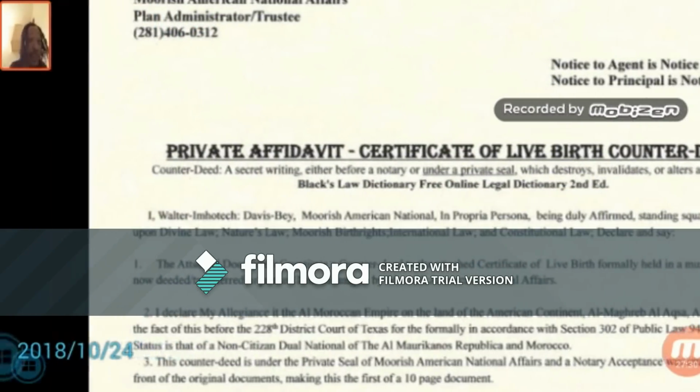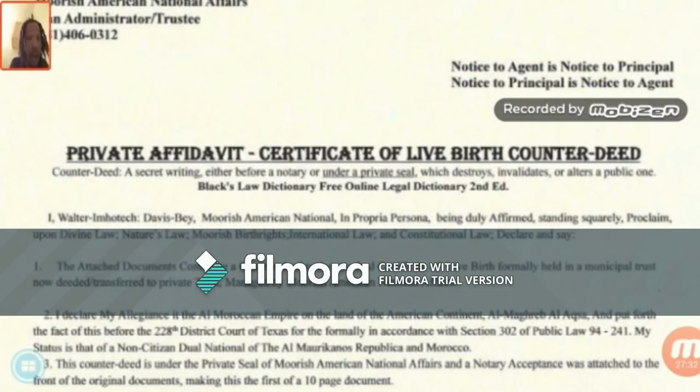So, let's go in. Counter deed. I'm reading this on the second line of the main title: a secret writing, either before a notary or under a private seal, which destroys, invalidates, or alters a public one. And this is from Black's Law Dictionary, the free online dictionary, second edition. So, go back. A secret writing, either before a notary. So if it's before a notary, it's public. It's actually not secret. But that's another story.